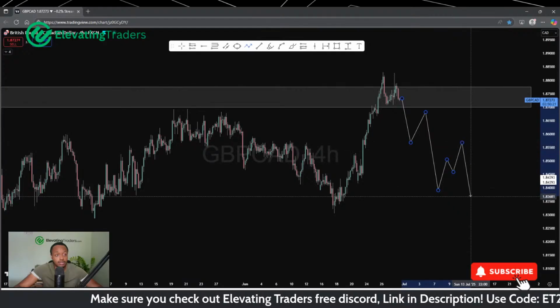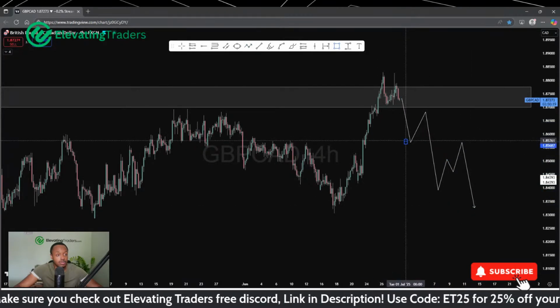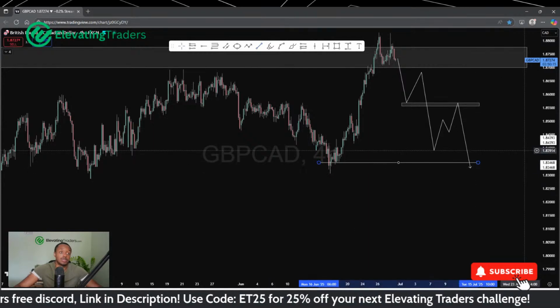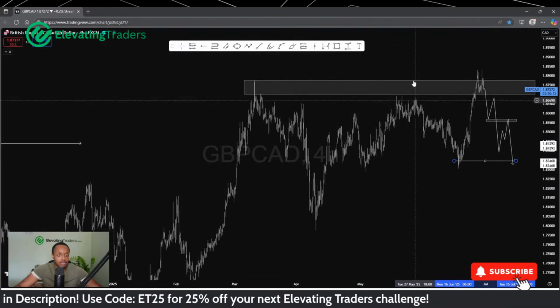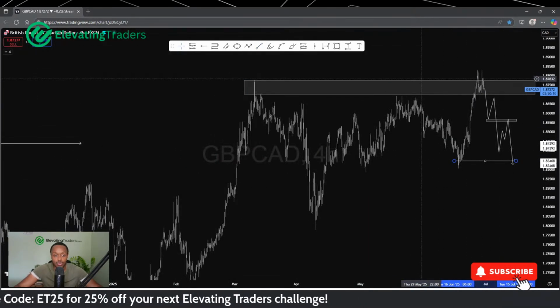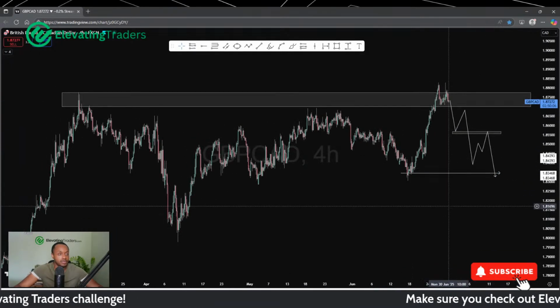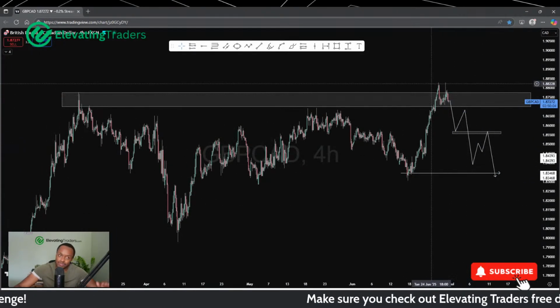If it does, there could be some shorting opportunities that do make a lot of sense, and we can start looking to target some lows because I do expect to see somewhat of a reversal or a big counter trend move over the next few weeks, but that's still a long way away from now. So yeah, pound CAD, I'm looking to short. You can short the highs here.